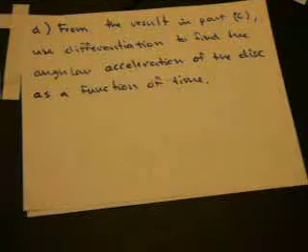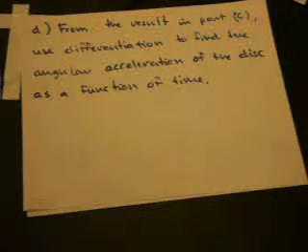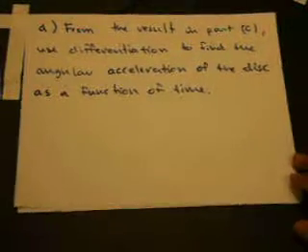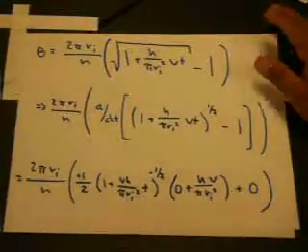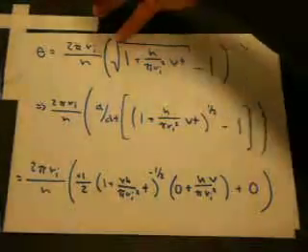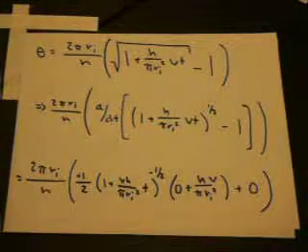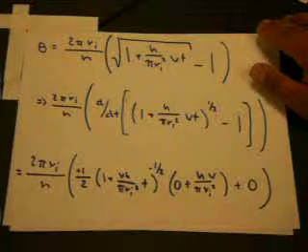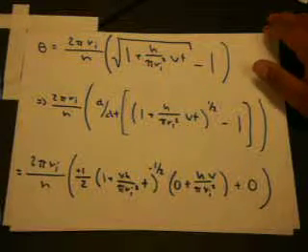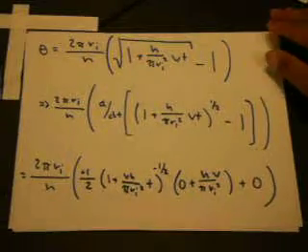Part D. From the result in Part C, use differentiation to find the angular acceleration for the disk as a function of time. This is our initial expression for Part C. Again, I will show each slide individually, and if need be, hit pause so you can review each step of the problem.